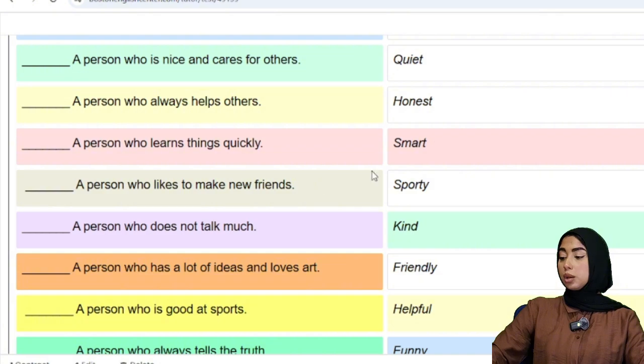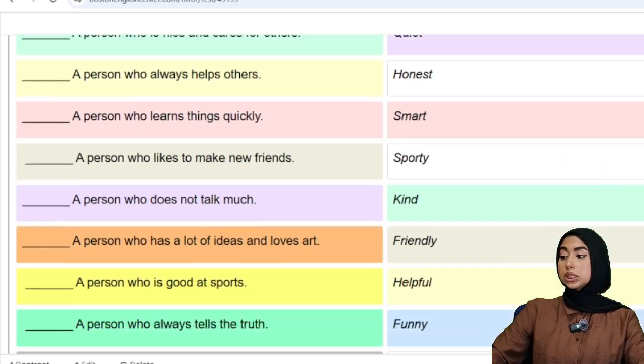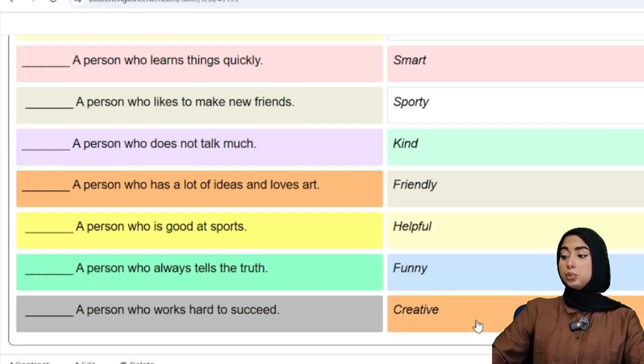Smart, good job. A person who likes to make new friends. Friendly. Well, a person who doesn't talk much. Quiet person. A person who has a lot of ideas and loves art. Creative. Well, a person who is good at sports. Sporty. Well, a person who always tells the truth.